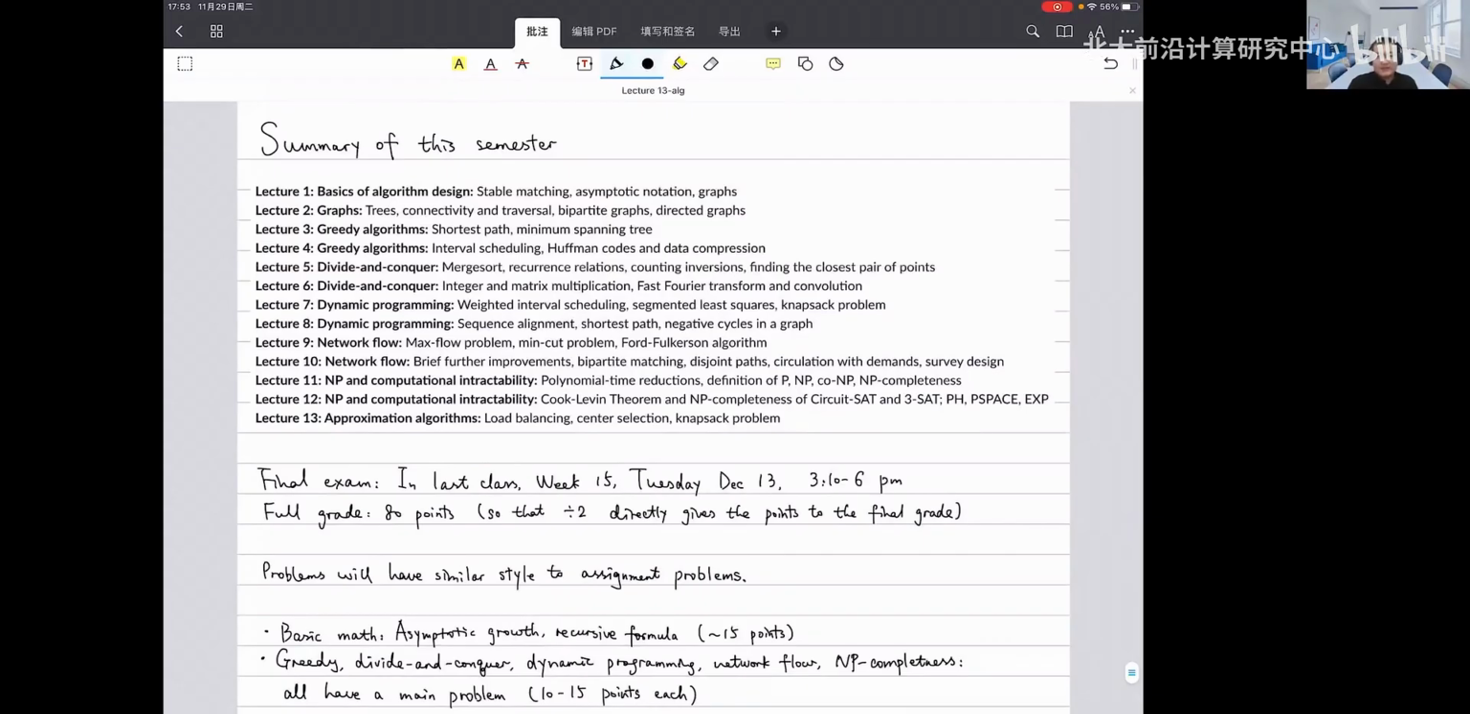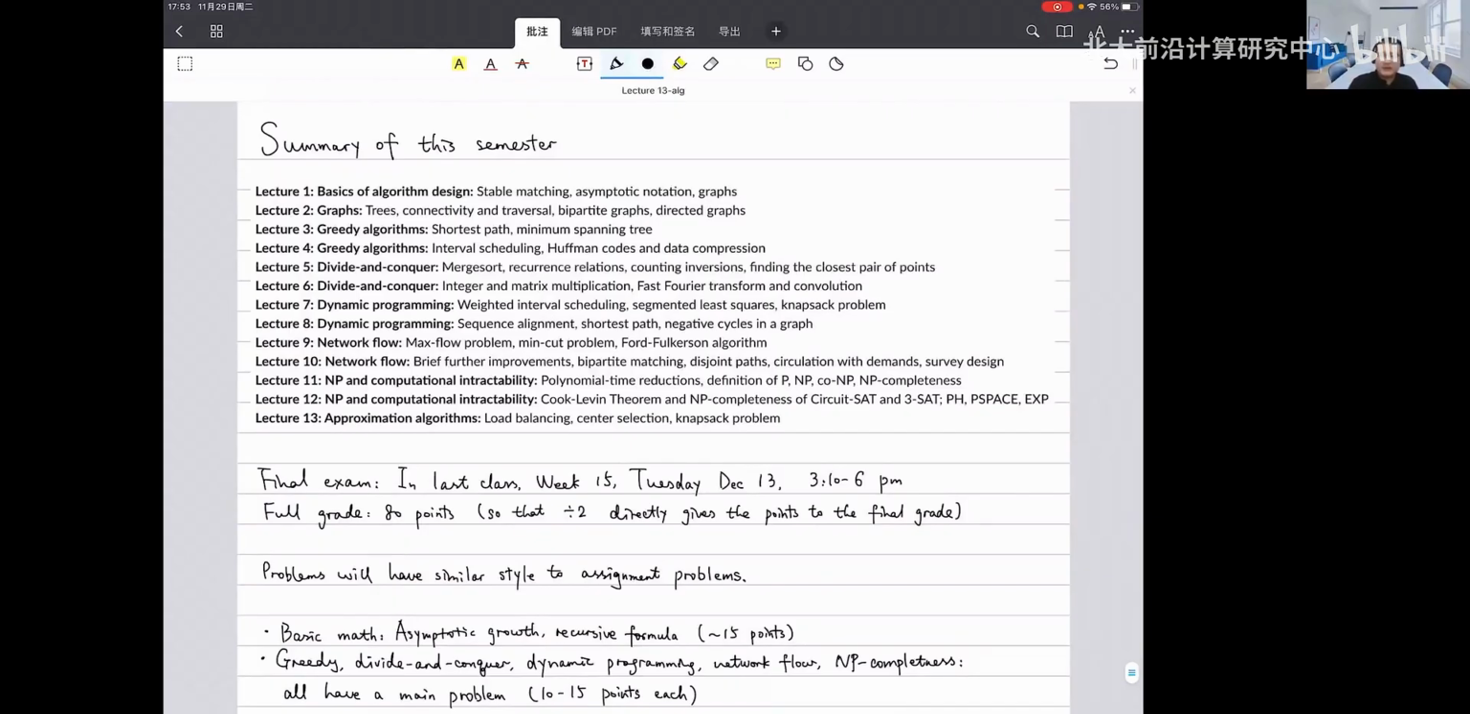Towards the end of the semester, we also talked about complexity theory, and after that approximation algorithms. In terms of complexity theory, we talked about NP and computational intractability. That covers the definitions of complexity classes like P, NP, co-NP, and subsequently the definition of NP-completeness. All these definitions, along with polynomial time reductions, are extremely important. After that, we talked about the Cook-Levin theorem, the NP-completeness of the circuit SAT problem and the 3-SAT problem. Subsequently, we can make reductions to a lot of problems and show that they are also NP-complete problems.